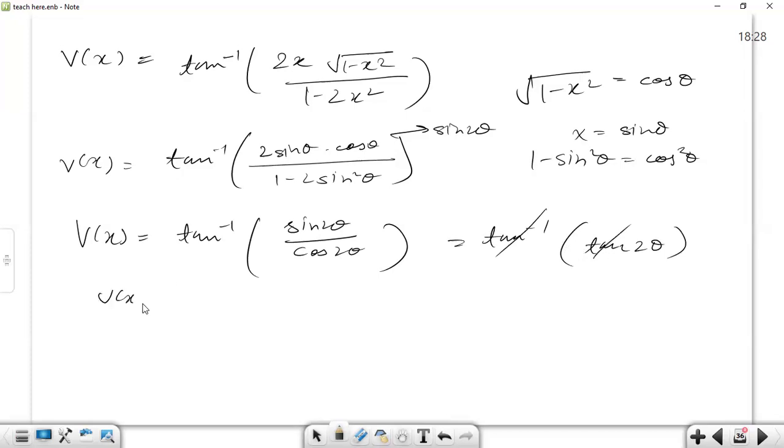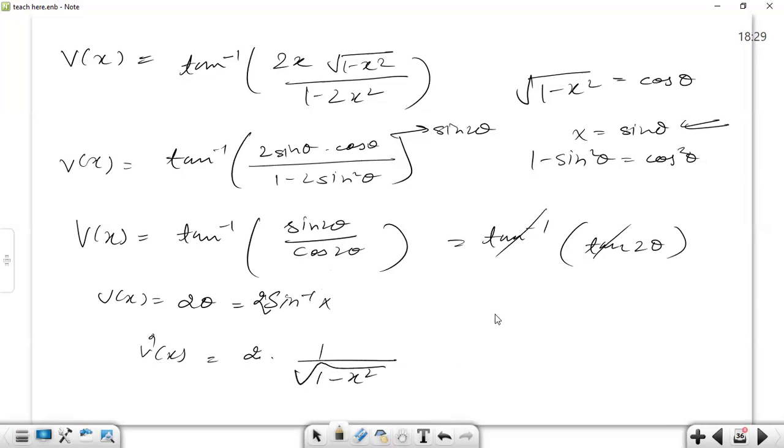So v of x comes out to be 2 theta. Now, as per our assumption, theta is sine inverse of x, getting multiplied by 2. So let's now differentiate v of x with respect to x. On doing so, the derivative of sine inverse x is 1 over root of 1 minus x square. So now we have v dash of x, and now we have u dash of x.